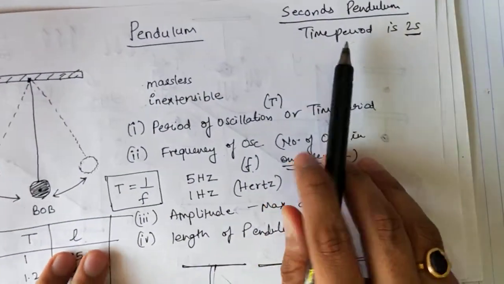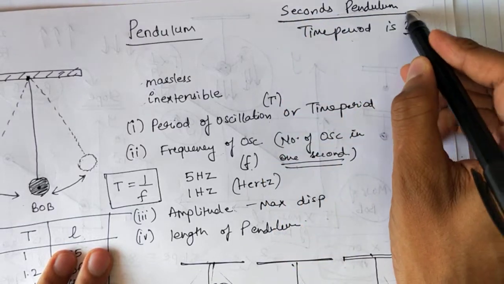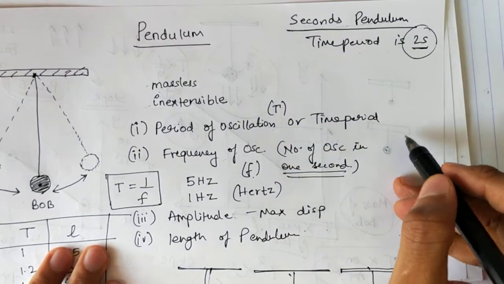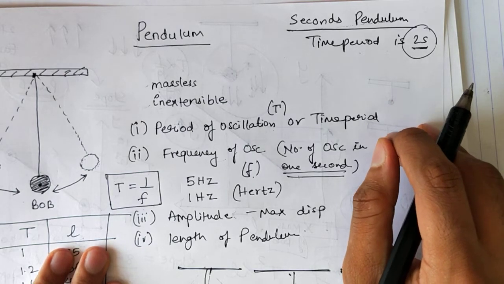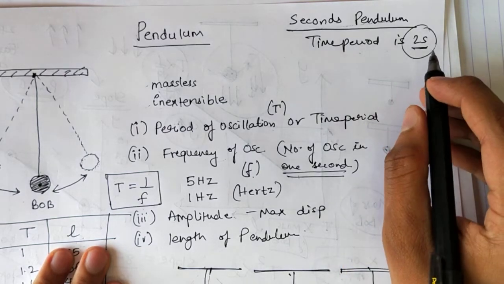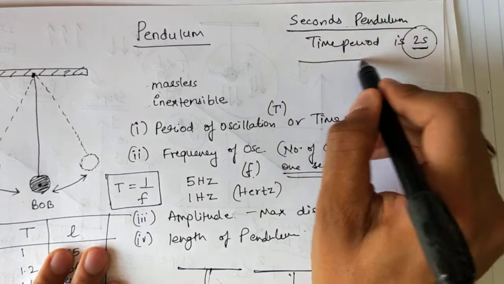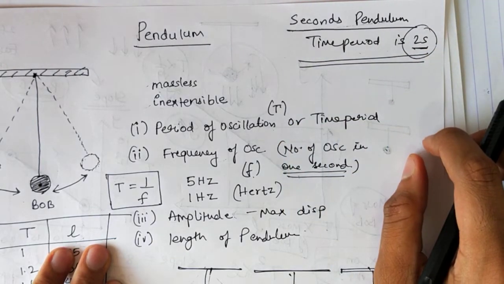Why is this special name given? Because this is the most commonly used pendulum which has a time period of 2 seconds for experimental purposes. That's all we have to know about the pendulum topic.